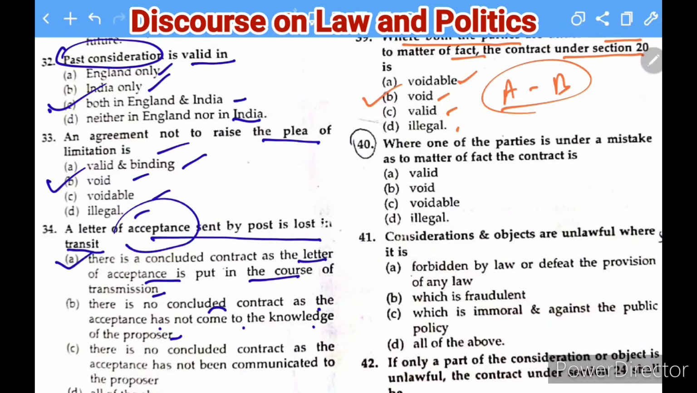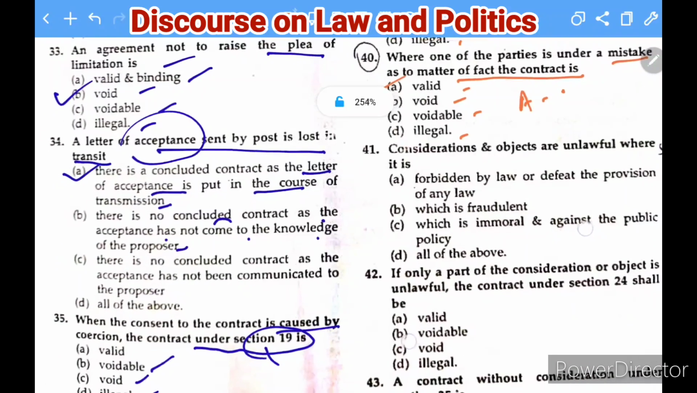Moving to the next question, where one of the parties is under a mistake as to a matter of fact, the contract is valid, void, voidable, or illegal. So just give your answer here. Only one party has a mistake of fact. So in that case it is going to be a valid one.